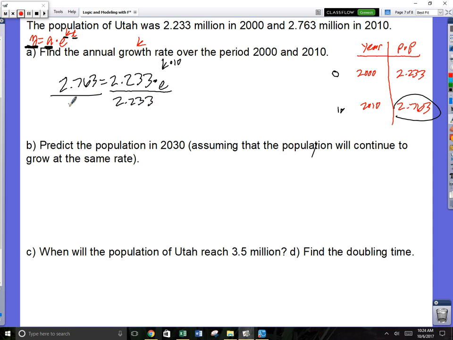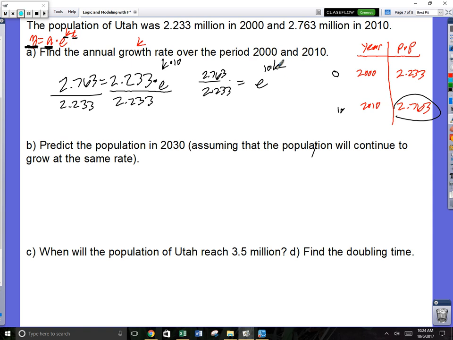And these decimals are kind of bad, so it's going to get nasty. Do not round until the very, very, very end. 2.233. Alright, so let me punch that in. So we got 2.763 divided by 2.233. Okay, so you have some number. My next move, I'm going to take that 2.763 divided by 2.233, and that is equal to e to the 10k.